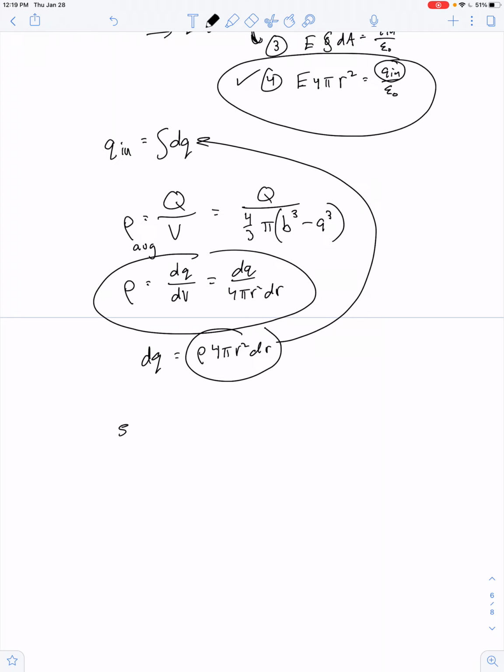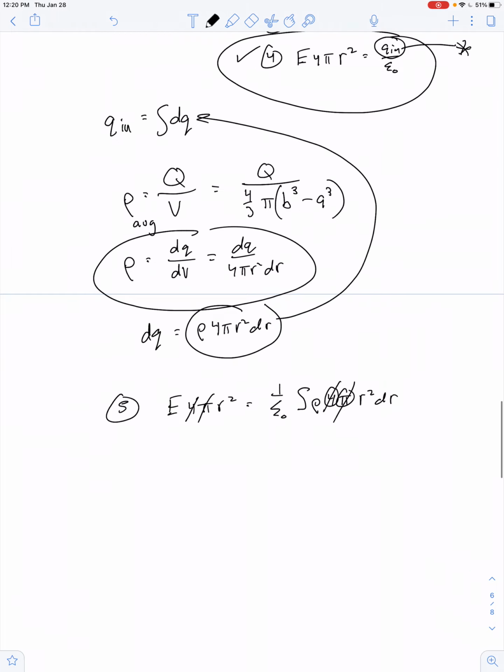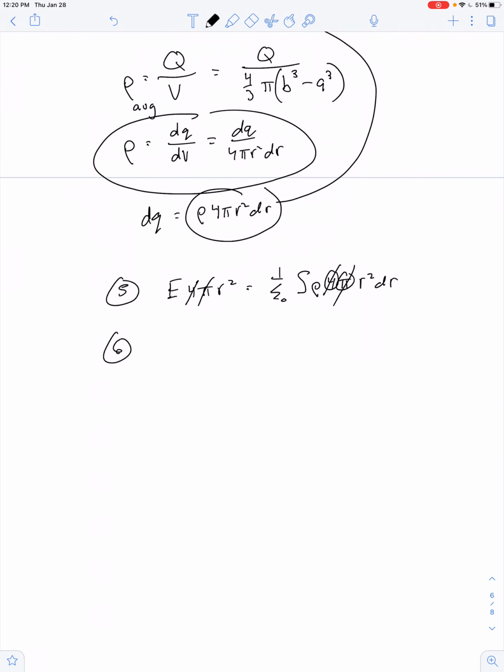So to go from step 4 to step 5, we have E times 4 pi r squared is equal to 1 over epsilon naught times q in, where q in is the integral of rho 4 pi r squared dr. Now, I could pull the 4 and the pi out of the integral since they're constants, and when I do so, they would cancel out. I can't pull the r squared out of the integral, so I can't cancel that out just yet. E times r squared equals rho over epsilon naught.